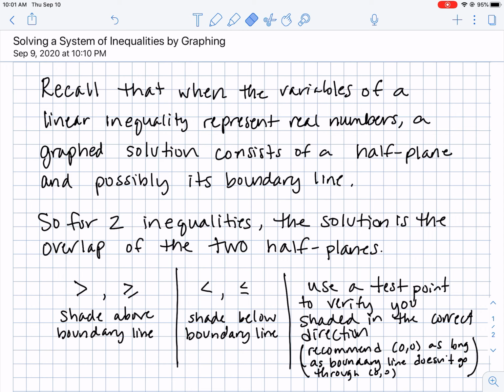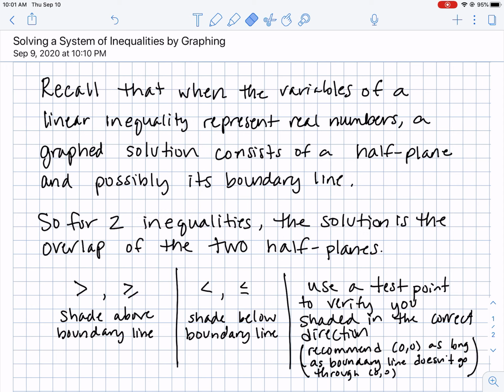So recall that when the variables of a linear inequality represent real numbers, your graph solution is going to consist of a half plane and possibly the boundary line. So for two inequalities, the solution is the overlap of those two half planes. Recall that if you have a greater than or equal to, you're going to shade above the boundary line. If you have a less than or equal to, you're going to shade below the boundary line.